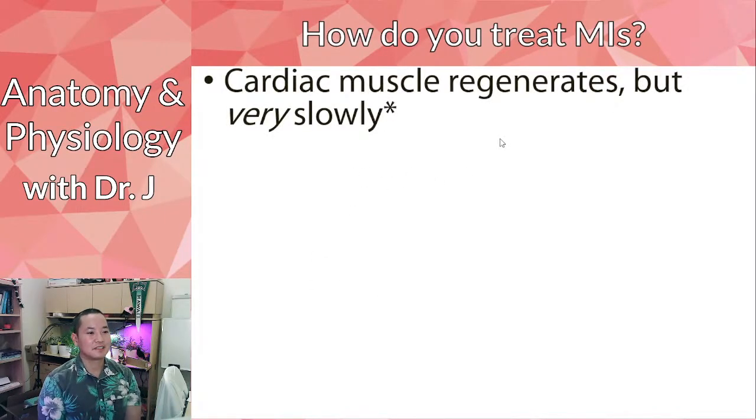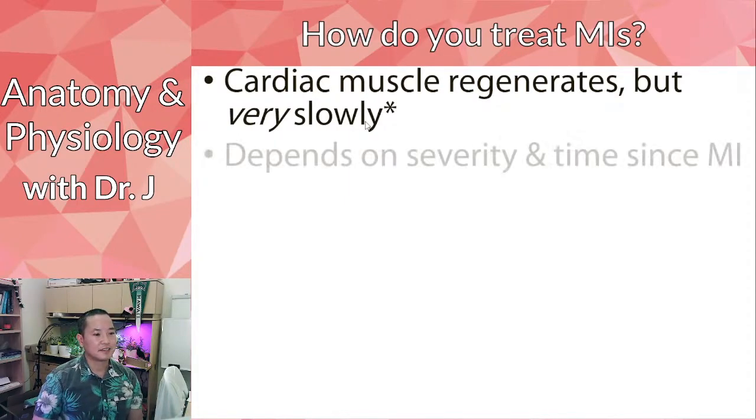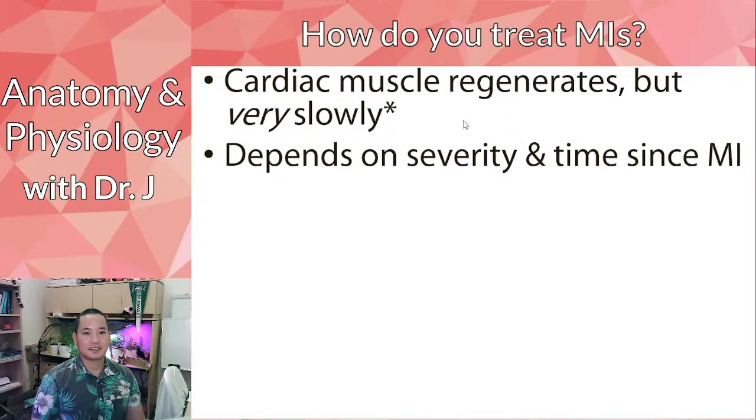Okay, so how do you treat it? Well, cardiac muscle regenerates. We used to say it doesn't regenerate at all, but it's more like it regenerates very slowly. It's not like bodybuilding or doing micro tears in your skeletal muscle. It can repair, but very, very slowly. So it depends on how much time there was between when you had the MI and that blockage and the ischemia, and how long that ischemia was. Or was it multiple blockages? Was it a partial blockage? Was it a complete blockage? That also determines how much damage there is to the heart.